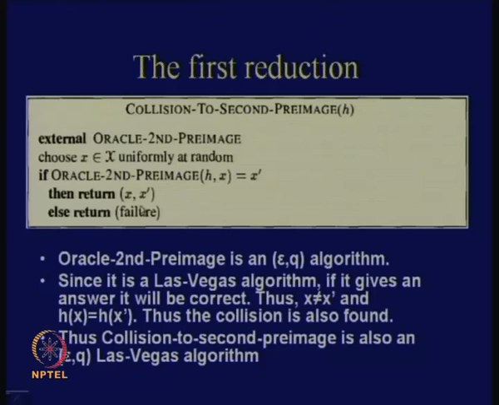Okay. So, since it is a Las Vegas algorithm, if it gives an answer, it will be a correct answer, and thus x and x dash are not the same, and hx dash and hx are equal. So therefore collision is also found. So therefore if you can solve the second pre-image problem, then you can also solve the collision problem.